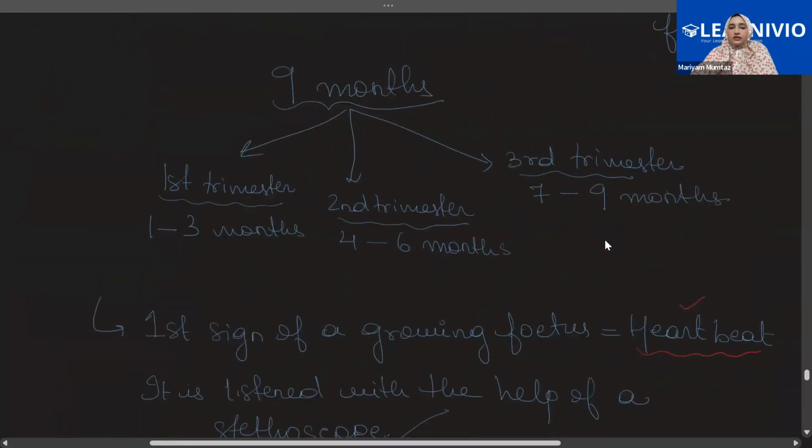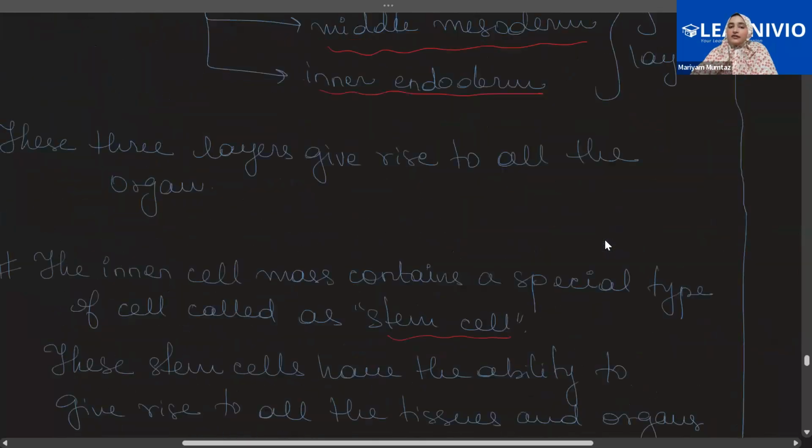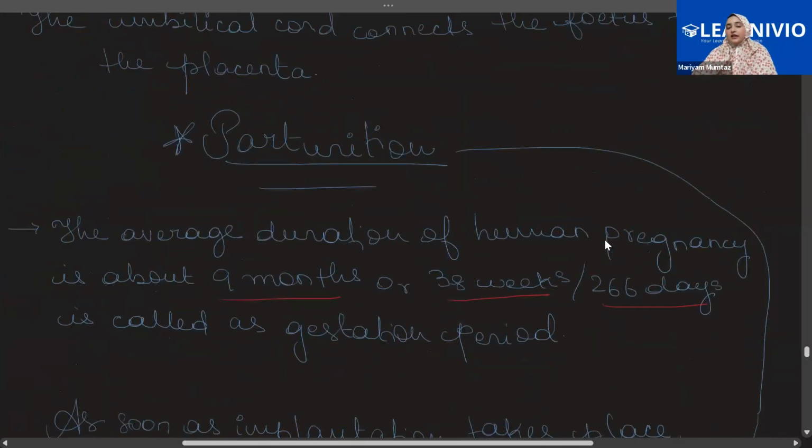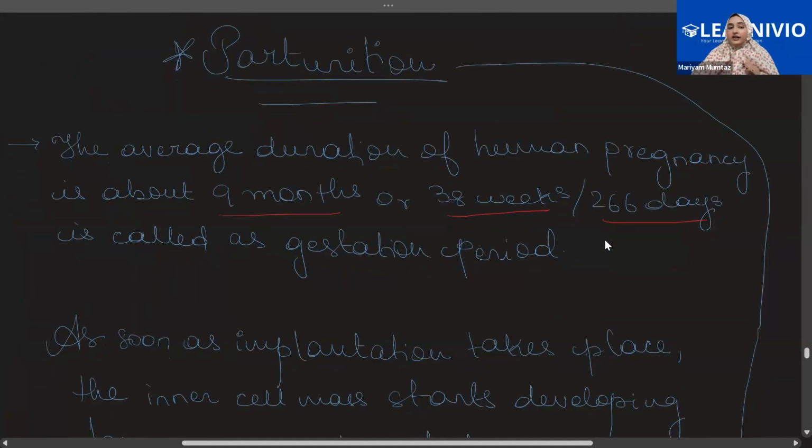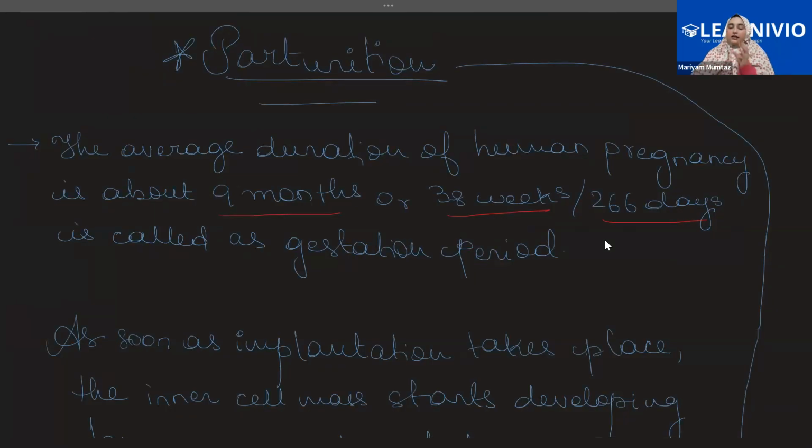Now, talking about the parturition part, after the embryo has been completely developed, meaning after the fetus is very well developed, after 9 months, that is the whole entire time period for which the fetus will be developing, we call it the gestation period. So it is 9 months in the case of humans, 38 weeks, or you can also say 266 days. That is the gestation period, the time period for which the human pregnancy lasts.